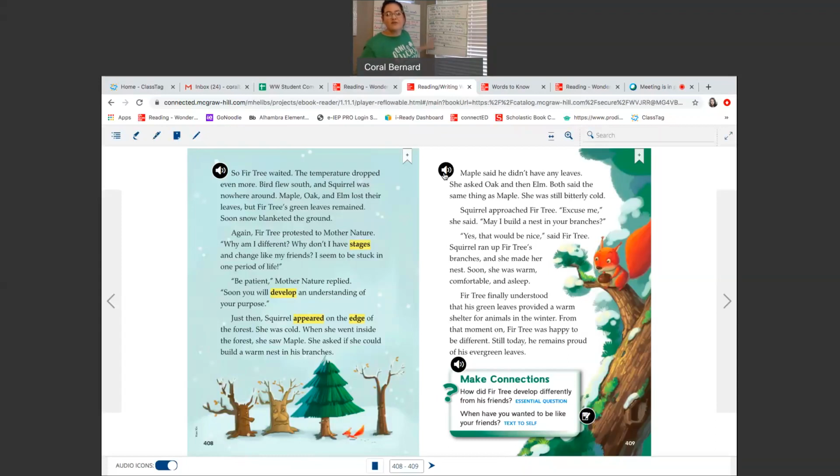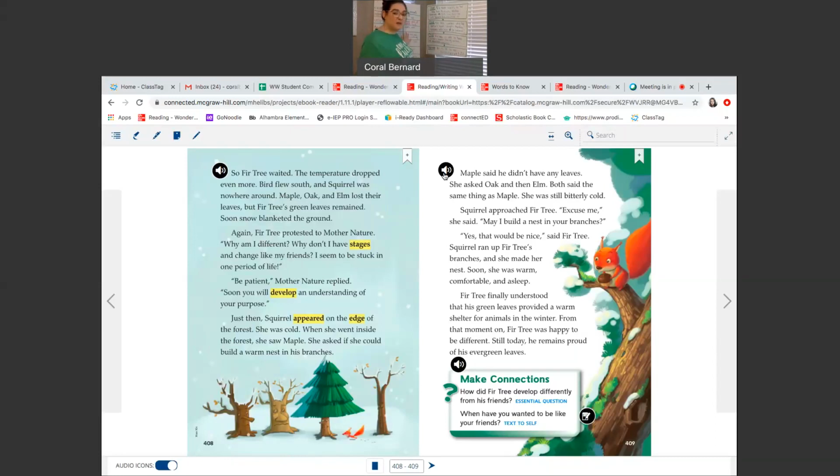And I like the second to last sentence in the story. It says, from that moment on, Fir Tree was happy to be different. I love that sentence because that kind of tells us the theme, that it is okay to be different and we all have our own purpose. It's different than other people's, and that's okay, and that's awesome. So the theme is, it is okay to be different. There we go. It is okay to be different.